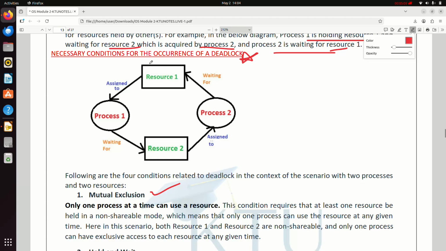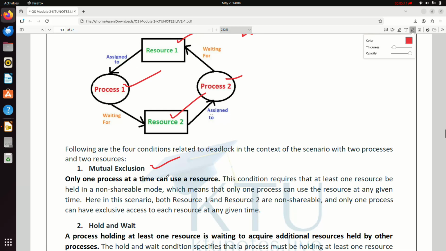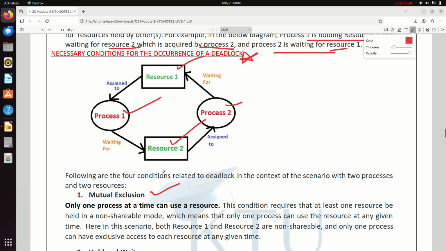That means here if we see resource 1, deadlock occurs in the case where there is mutual exclusion. That means these two resources can be only used by one process at a time. Since process 1 is holding resource 1, it should be in a non-shareable mode, because if you were able to share resource 1, then process 1 and process 2 both could have resource 1, right? No. The resources should be in a non-shareable mode. That is, the processes cannot share the resource. Understood? The process cannot share the resource. That is mutual exclusion. Only one process at a time can use a resource.